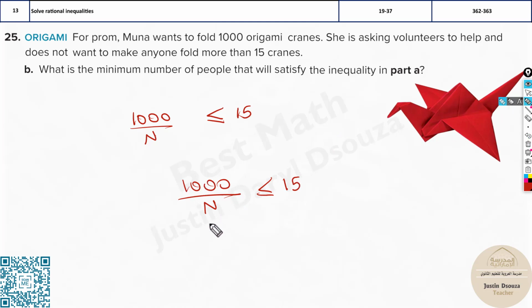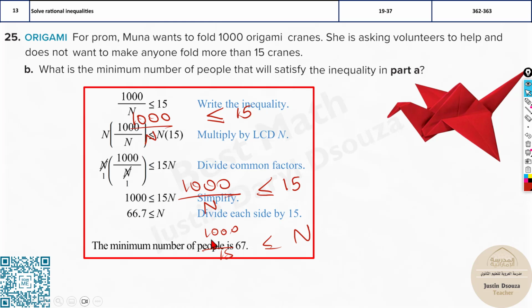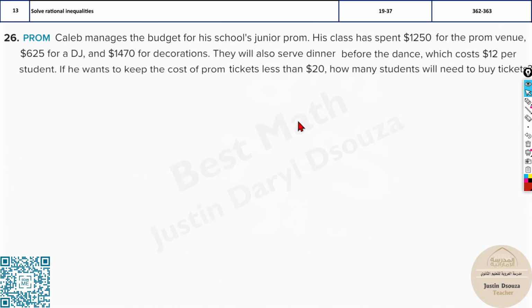This is a simple inequality. Just take 1000 divided by 15. That should be less than or equal to n. So just solve this up. You can put it in the calculator and solve it. So it's 1000 divided by 15, which is 66.67. You can take it as 67 people. If 67 people start folding it, then everyone can fold less than 15, and that wouldn't be too much burden on any one person.